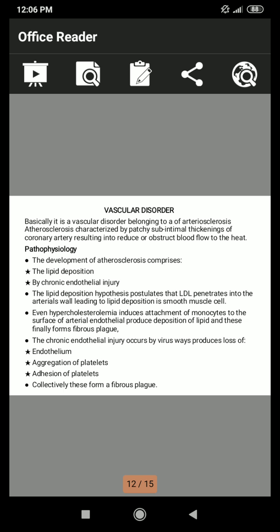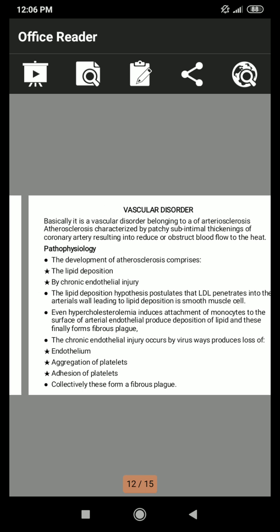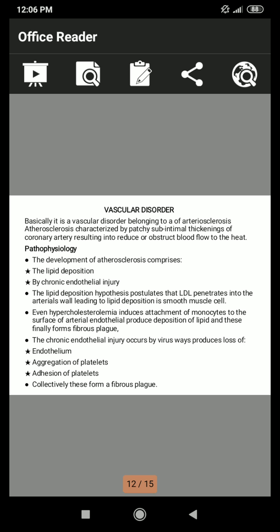Atherosclerosis is characterized by patchy subintimal thickening of the coronary artery, resulting in reduced or obstructed blood flow to the heart. Then the pathophysiology of the vascular disorder.